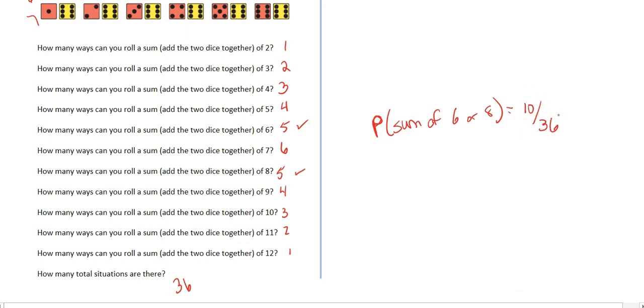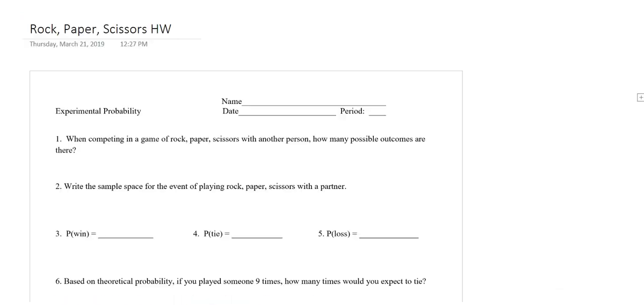So what I'd like for you to do next is to do the worksheet titled Rock, Paper, Scissors Homework. You're going to need to do this with another person. So grab a parent or a sibling, and you're going to play the game Rock, Paper, Scissors and keep track of the experimental probabilities. Good luck and have fun.